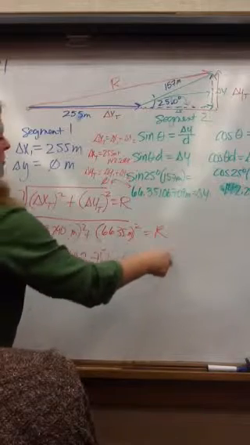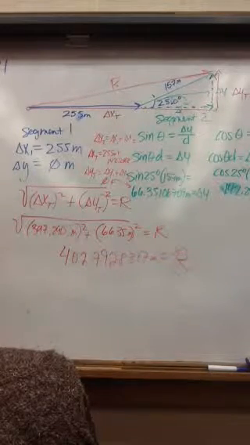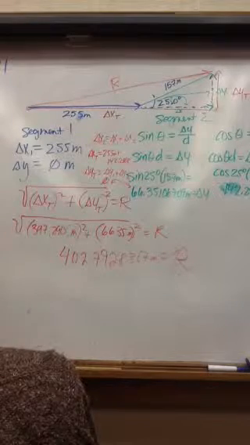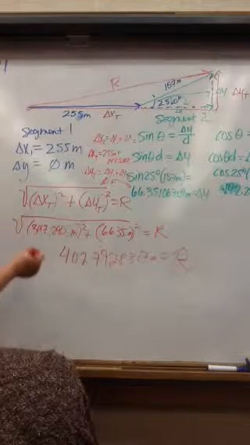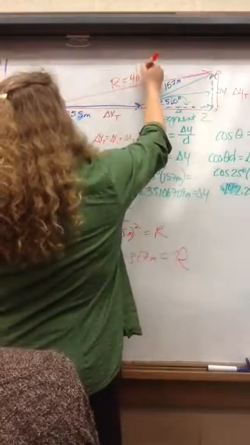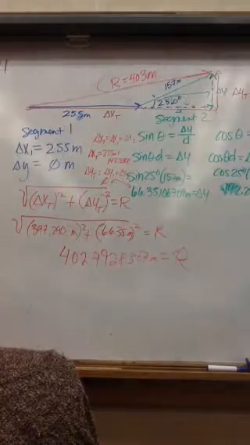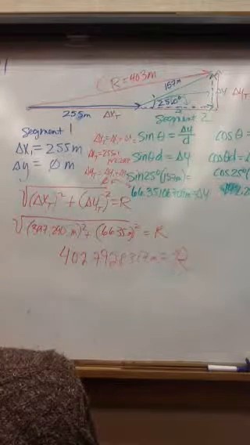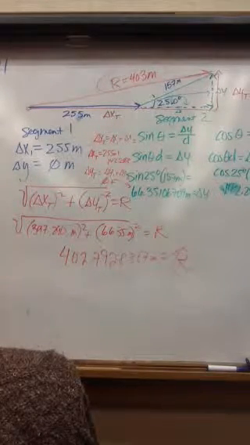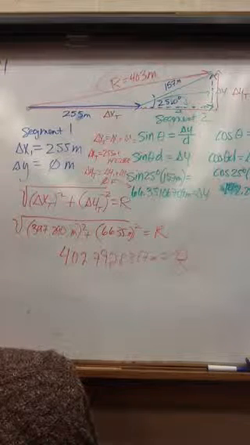402.7928307 meters is our resultant. We can have 3 sig figs, so resultant equals 403 meters. Now, are we done? One last thing we have to do. What do we have to do?